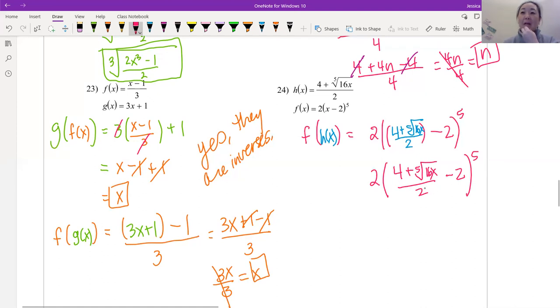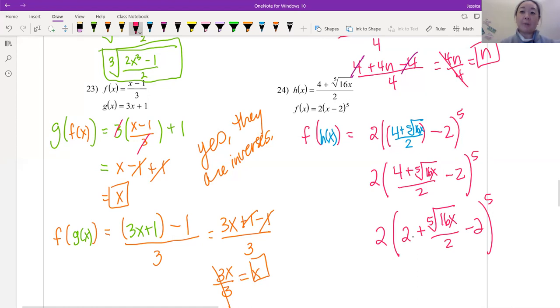But yeah, it's not canceling out. It's not very nice. Do you see how the other ones were really nice and canceling out? And technically, I suppose you can say from here, I would just stop. But I suppose you could say, well, if we divide the 4 into the 2, I would just get 2. And then we would have just left the 5th root of 16x over 2, minus 2. I mean, it could work.